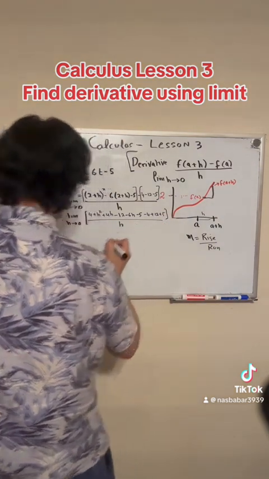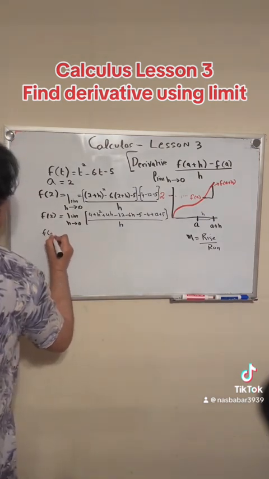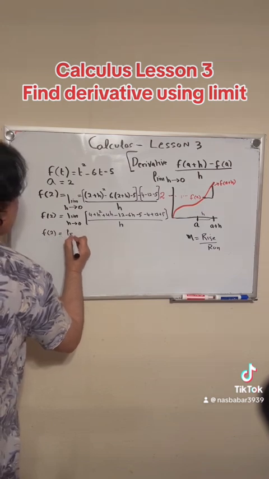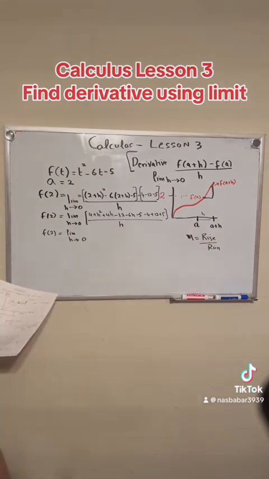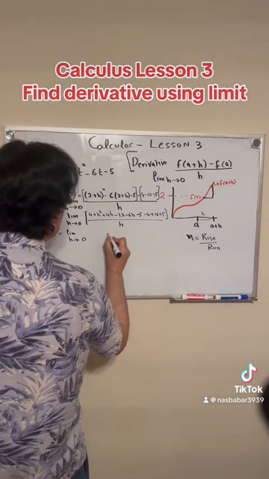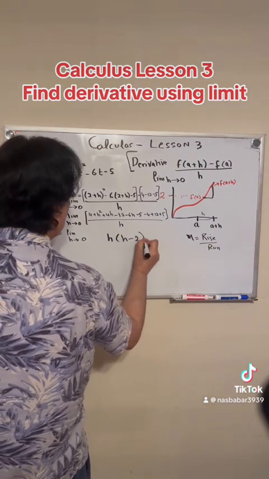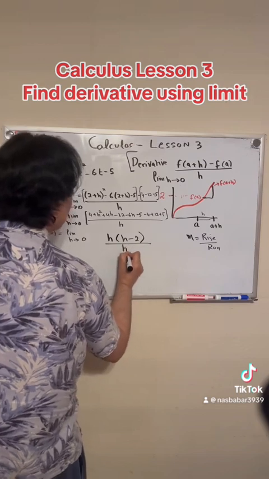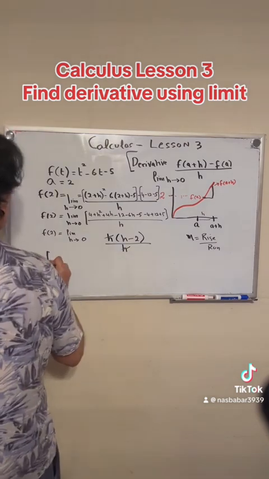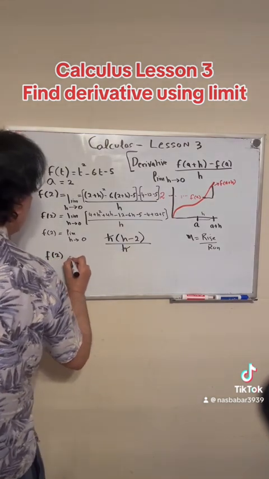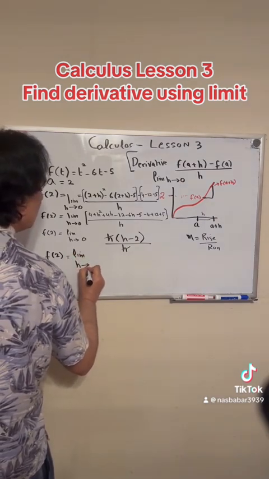If you simplify that, you will get function of 2 as the limit of h approaches 0. If you solve all of this, the final result you will get is something like h into h minus 2 over h. This will cancel. And then the answer would be, we need to find the slope as h approaches 0.